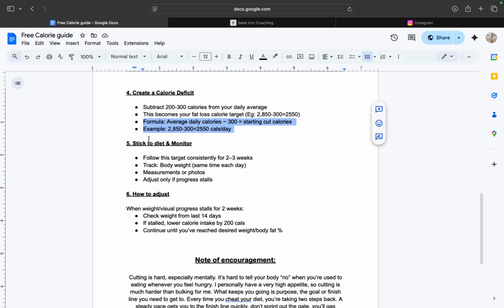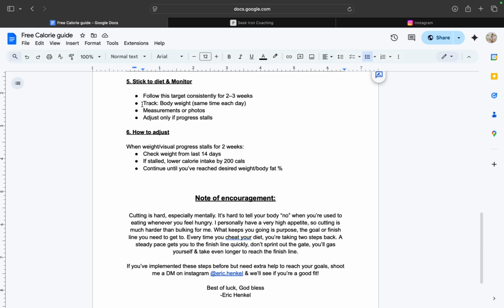Another example. And then the steps after this are pretty much just stick to your diet and monitor it. So you're going to want to see how that number affects your body. You want to see if you are actually losing fat. Obviously, take progress pictures every single week, and you are going to want to measure your body weight every single day, preferably in the morning. That's when you're fasted. You lose weight when you sleep. You lose about a pound, and that'll just be the most consistent time of day to measure your weight.